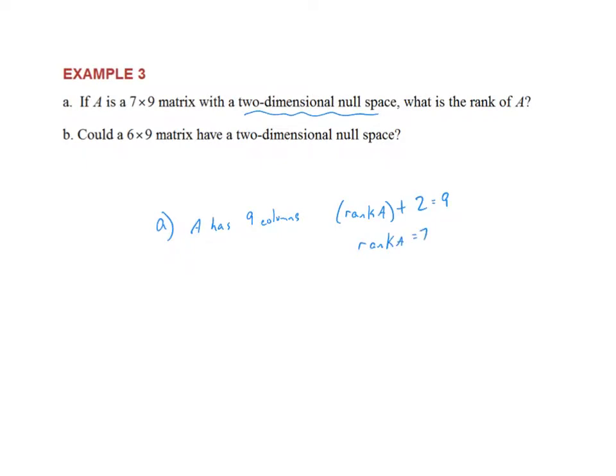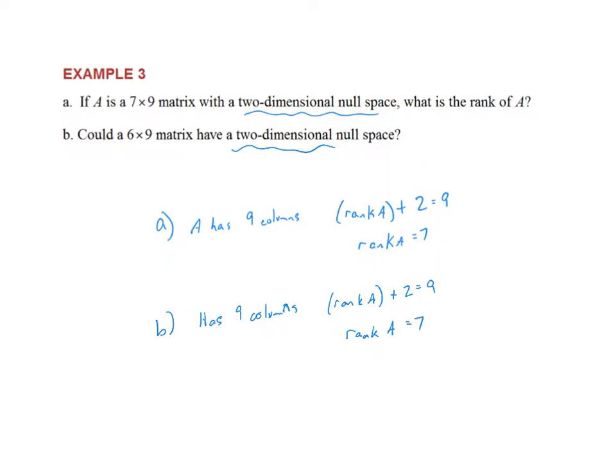And then part B says, could a 6x9 matrix have a two-dimensional null space? All right, so how am I going to answer this? Well, first, it also has 9 columns. And so the rank of A, just treating it the same as the last example, plus, could it have a two-dimensional null space, 2, is equal to 9. Rank of A is equal to 7.